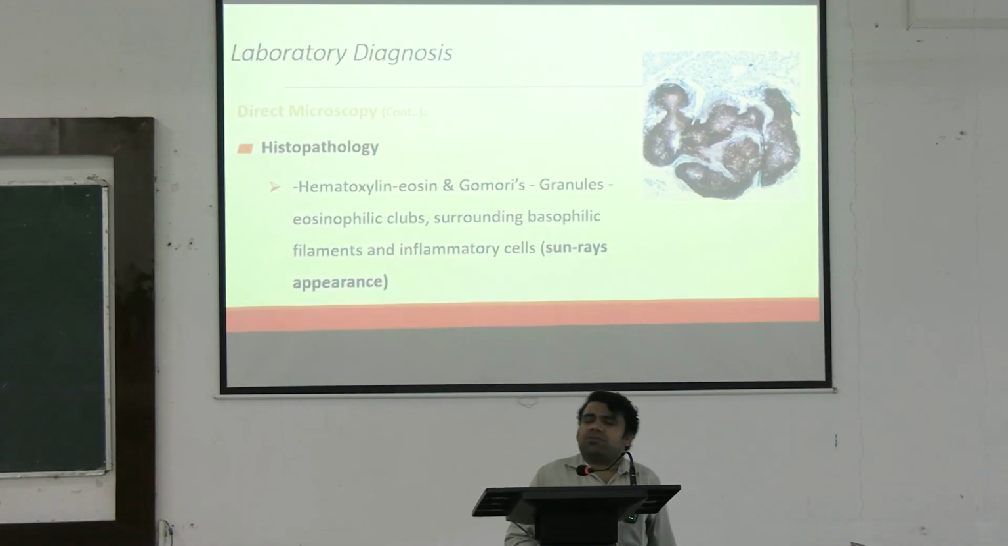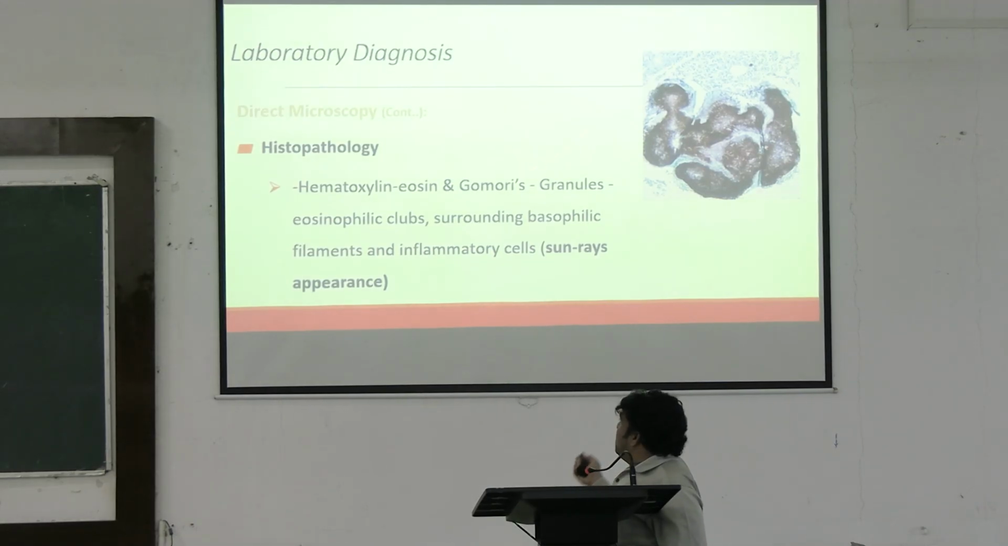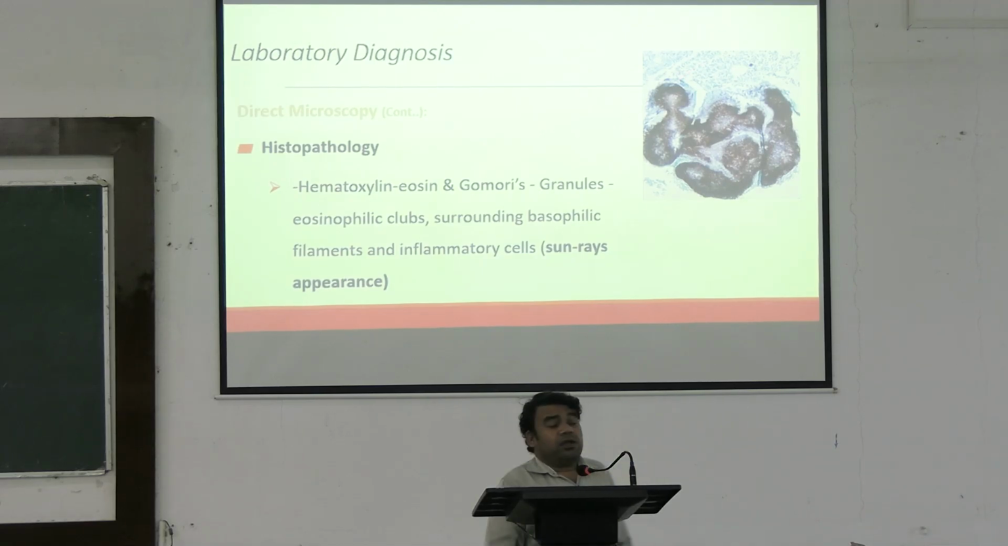If we put the same granules on culture, we can find the growths like this, and if you observe under histopathology in H&E staining, we can find these granules appearing like this, and this is classically called the sun ray appearance.